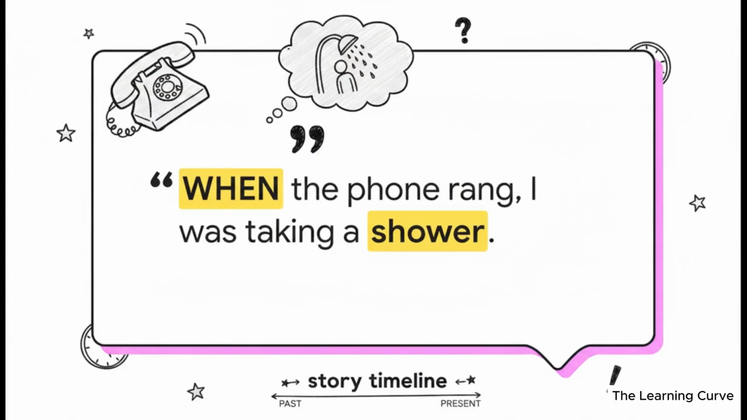Now, here's a little pro tip regarding punctuation. We can actually flip the order of our story around for a slightly different rhythm, choosing to lead with the surprise instead. But, and this is super important, if we reverse the sentence to start with our short interruption, meaning we literally start the entire sentence with the word when, we absolutely must use a comma. When the phone rang, I was taking a shower.